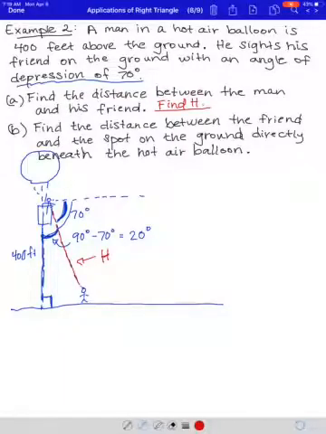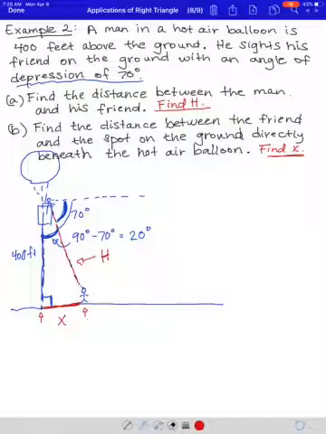Let's take a look at part B and identify what we need to find for part B. We need to find the distance between the friend and the spot on the ground that's directly beneath the hot air balloon. So here's the friend. Here's the spot on the ground directly beneath the hot air balloon, and what we need to do is find this distance, the other leg of our right triangle. Let's label it something. How about I'm going to call it X. So in order to answer part B, we need to find X.